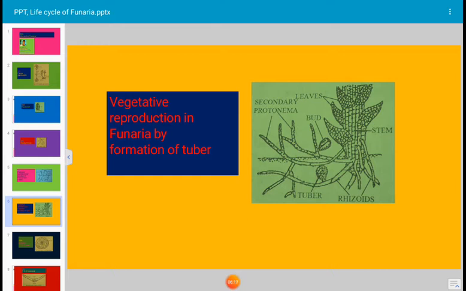Another type of vegetative reproduction which occurs in Funaria is by formation of gemmae. When the plant is exposed to unfavorable environmental conditions, the terminal cells of leaves, stem or even the rhizoids form small gemmae. The gemmae later develop into a gametophore or a new plant. They germinate into a new plant of Funaria in favorable environmental conditions.